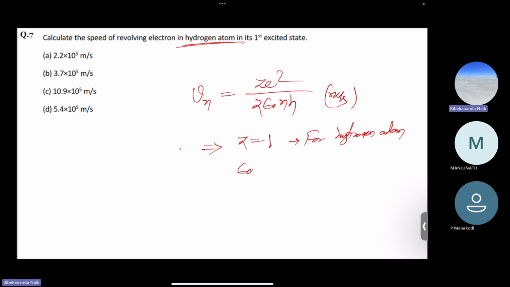Then epsilon 0, we know the value of epsilon 0, it is 8.854 into 10 to the power minus 12. Then n is the principal quantum number, and we need the value of the principal quantum number for the first excited state. For ground state n is 1, so what will be the value of n for the first excited state?